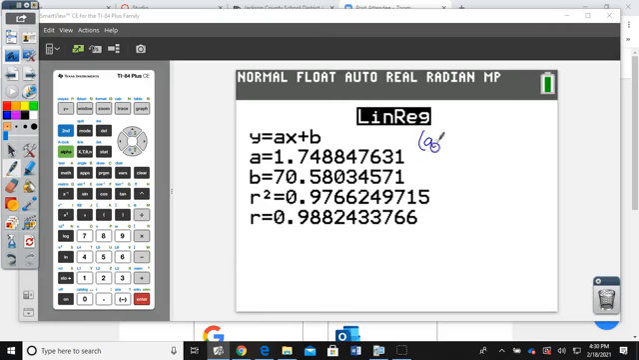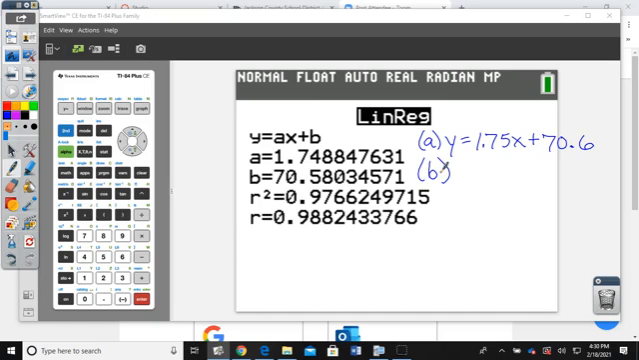I'm just going to put it right here. Part A, y equals 1.75x plus 70.6. Okay? If you put 70.58, that's okay too. Just know what you round will depend on what your part B and C is. Okay? Which is okay. That's fine. I'm going to be kind of lenient on the answers.